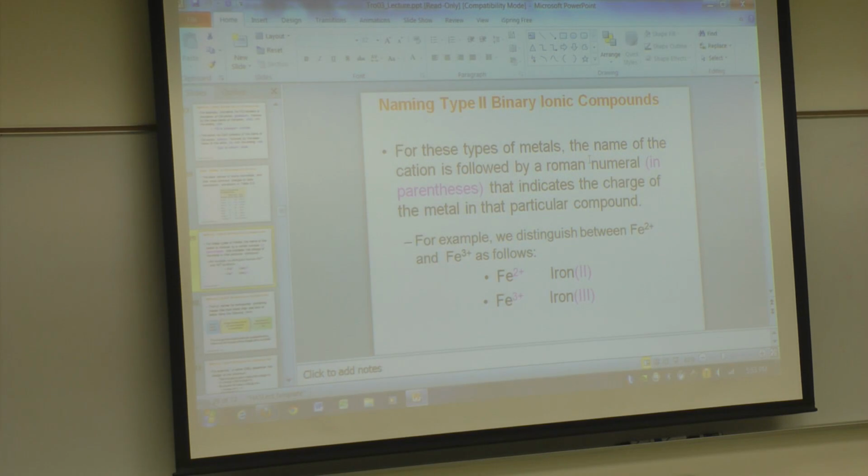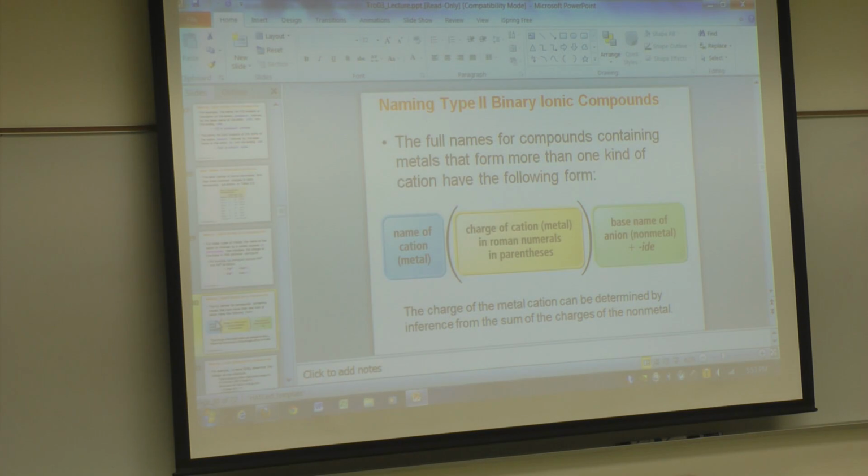How about naming type 2 binary ionic compounds? If we have Fe2+ and Fe3+, we want to distinguish them by saying iron(II) or iron(III) in Roman numerals. In other words, we name the cation, which is the metal, then put the Roman numeral in parentheses, and then name the anion base with an -ide.